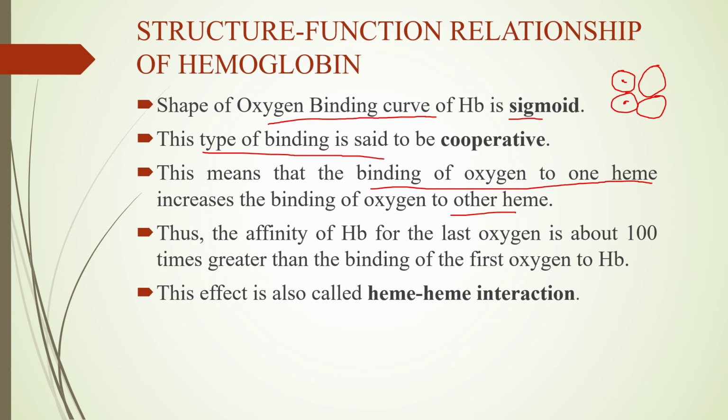Thus the affinity of the Hb for the last oxygen is about 100 times greater than the binding of the first oxygen to the hemoglobin. अब यहीं पे बताया कि कितनी ज़्यादा ये affinity increase हो रही है. तो this type of affinity is called positive cooperativity. This effect is also called the heme-heme interaction.